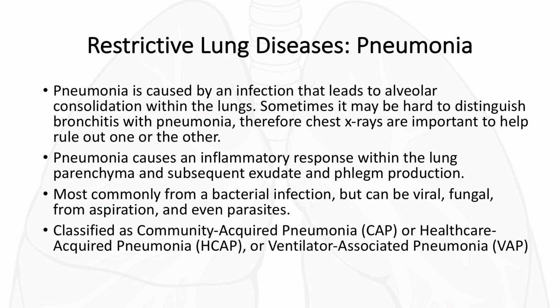We're going to move on to pneumonia. Pneumonia is caused by an infection that leads to alveolar consolidation within the lungs. Sometimes it may be hard to distinguish bronchitis from pneumonia, therefore chest x-rays are important to help rule out one or the other. Pneumonia causes an inflammatory response within the lung parenchyma and subsequent exudate and phlegm production.